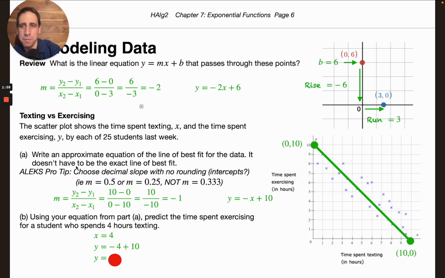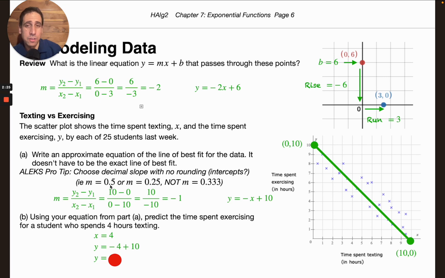So my Alex pro tip is this: choose a decimal slope with no rounding, and if you can do the intercepts, that's even better. Because check this out: if you have a slope of 0.5, no rounding. If you have a slope of 0.25, no rounding. If you have a slope of 1/3, I believe you're not actually allowed to type in a fractional slope. You have to round it to decimals. 0.3333 repeating would be perfect, but you got to round it somewhere.